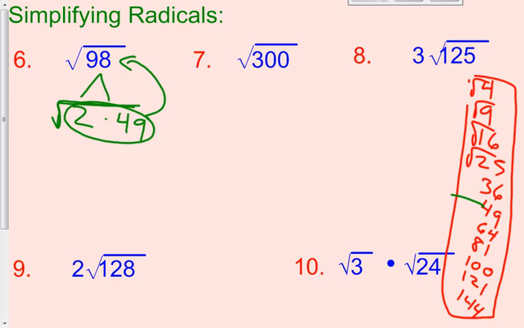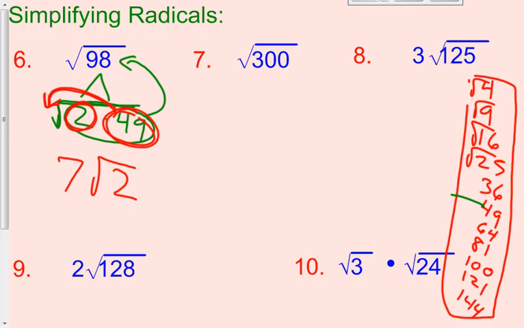And now I can take the square root of 49. I know what that is. The square root of 49 is 7. So I can take this 49 outside the radical as a 7. This 2, however, has to stay inside because I don't know what the square root of 2 is. So I just leave it simplified as 7 square root of 2.